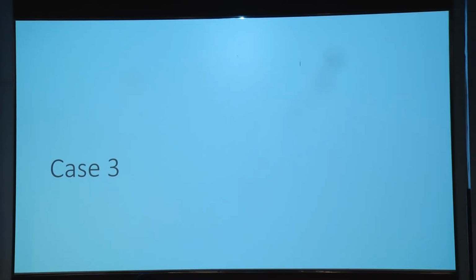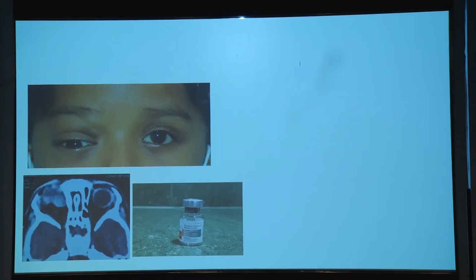Case 3. Okay, you realize that I'm very old. I started practicing before bleomycin was on the scene. So this is one of the patients, when bleomycin came on the scene, I was very excited. You see the fluid level.